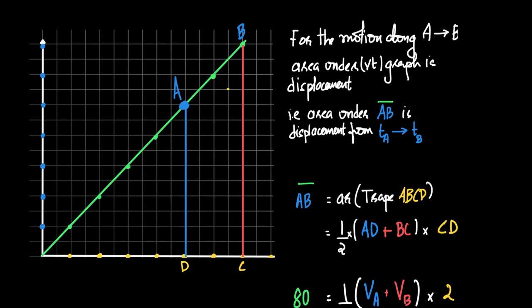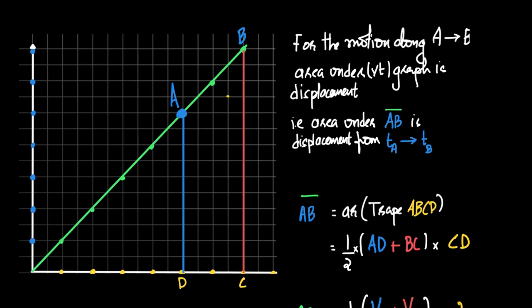So to understand the graphical approach here, for the motion along AB, consider the area under the VT graph, this green graph here, ABCD. Area under the graph AB, which is this region here, ABCD. What is area under the VT graph? Area under the VT graph is displacement. Therefore, area under this graph AB would be displacement from time corresponding to TA to TB.